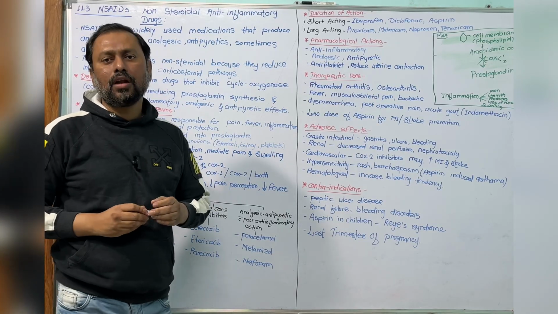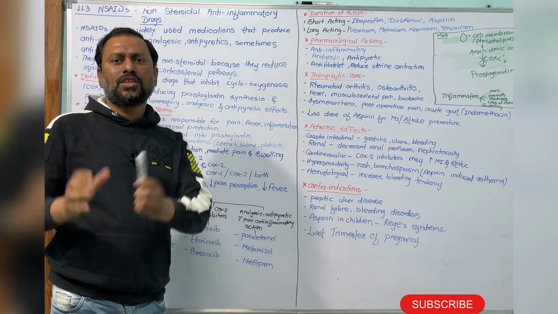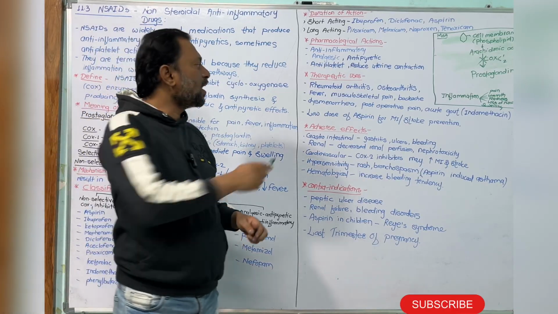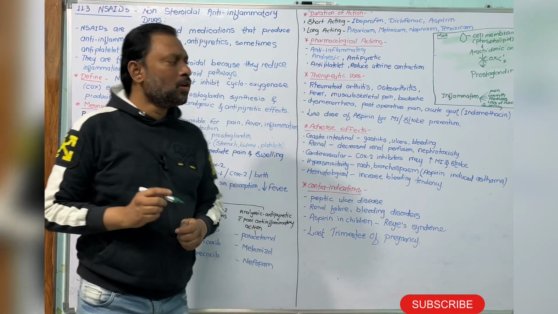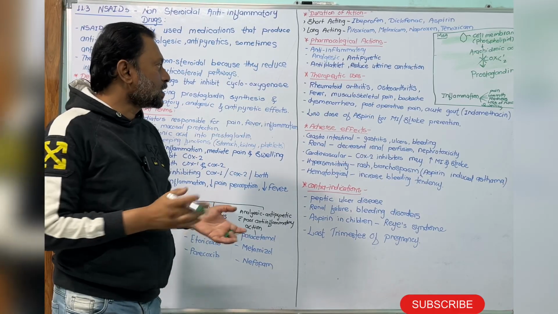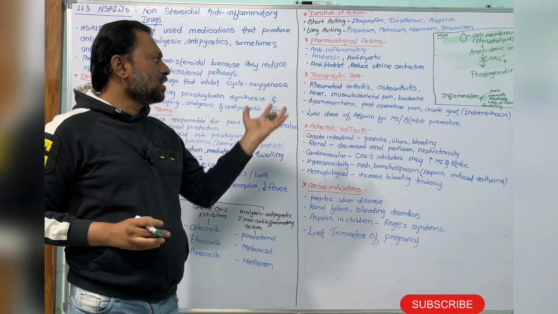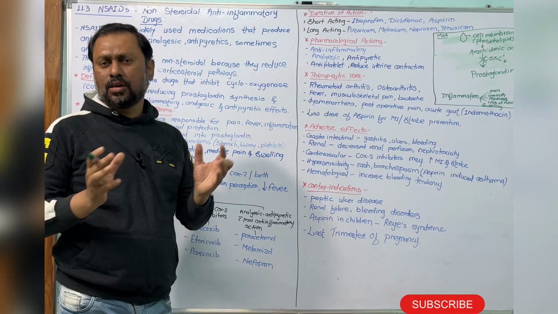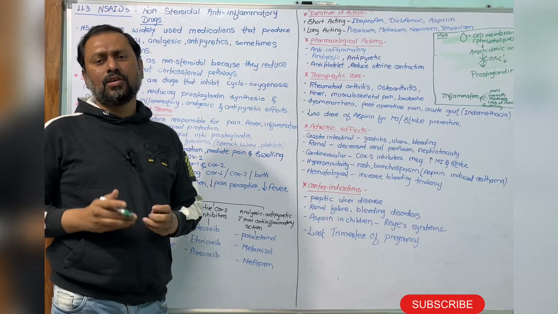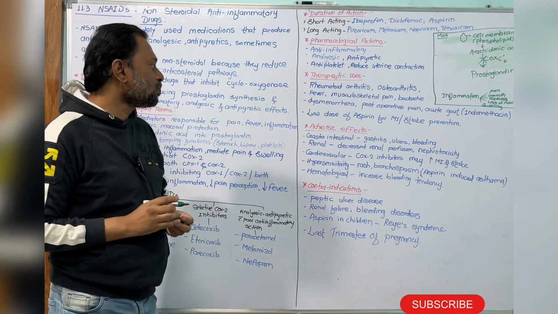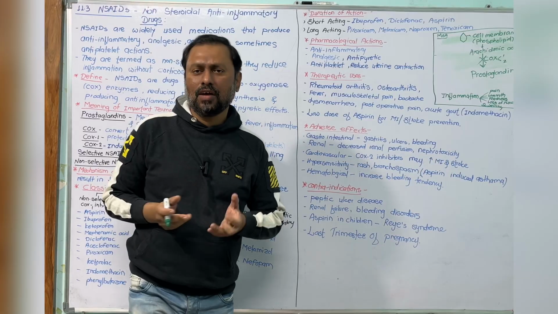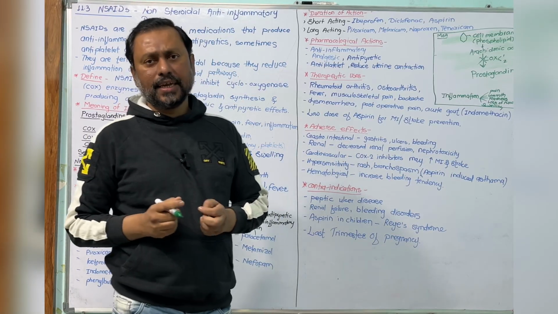Next is the therapeutic use. In which diseases are we using these drugs? Mainly rheumatoid arthritis, osteoarthritis, fever, musculoskeletal pains, backaches, dysmenorrhea, and gout. In these diseases we are using the NSAIDs. Okay, the next one is the adverse effects due to NSAIDs.